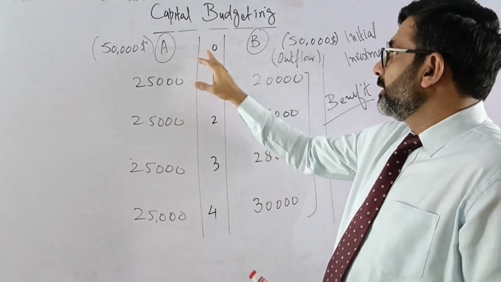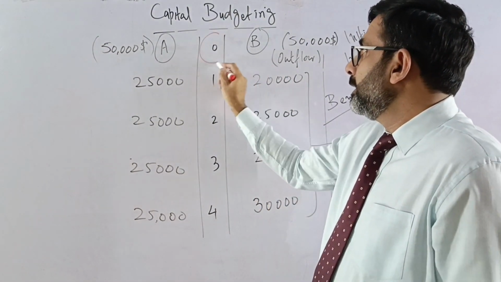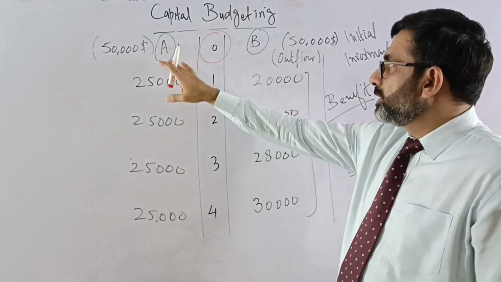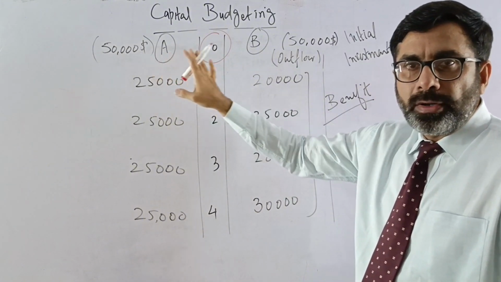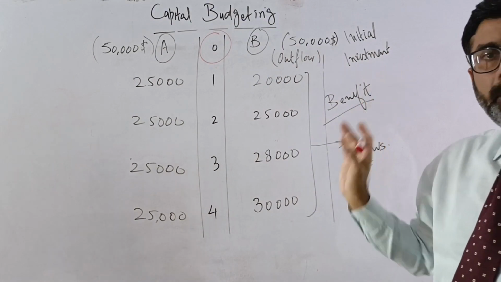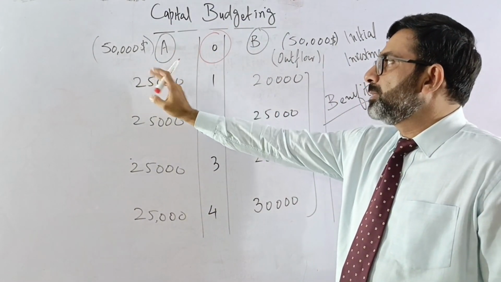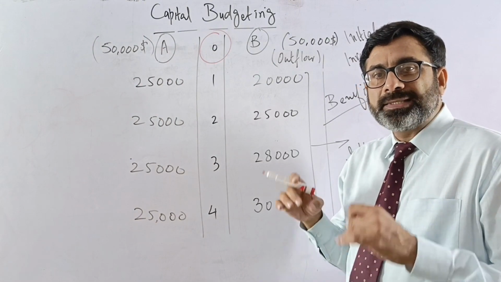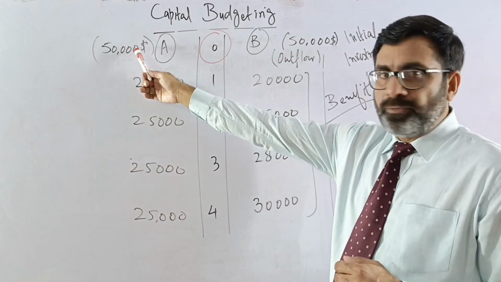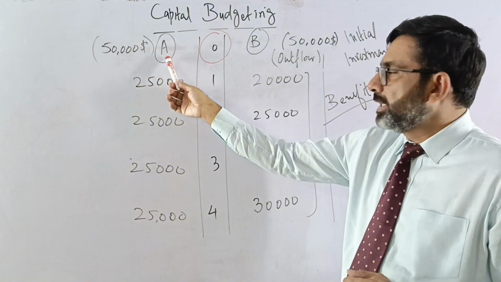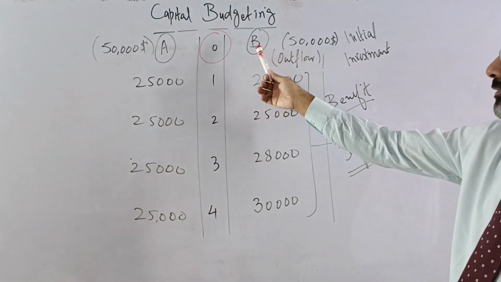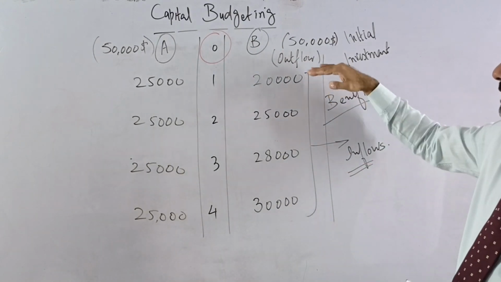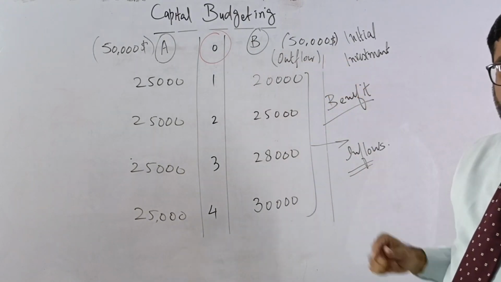For example, the company has two options: they can invest in project A or they can invest in project B. For both investments, the total outflow, meaning the total amount which they are going to invest at that time, is 50,000. Either it is project A or project B, they have to invest 50,000. So this is the outflow for the business.